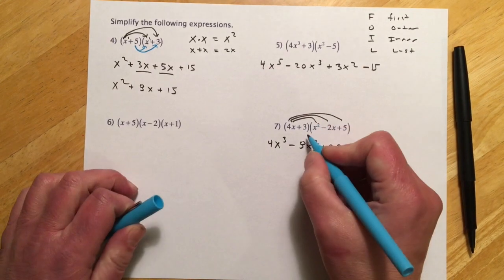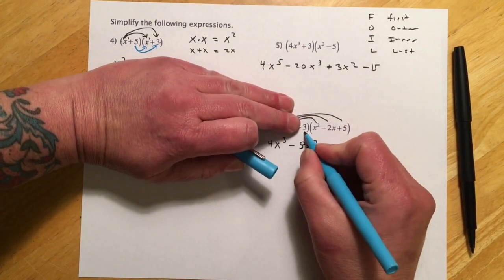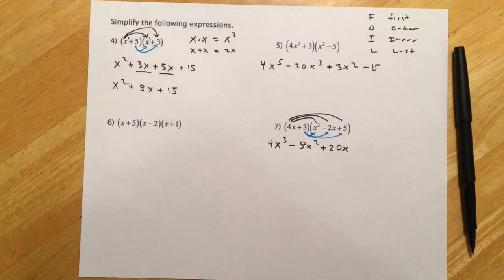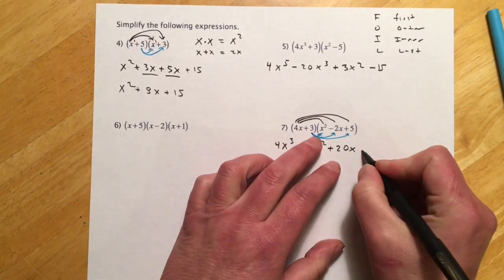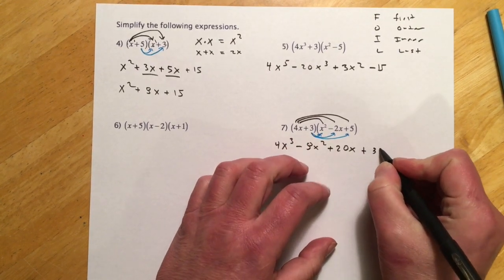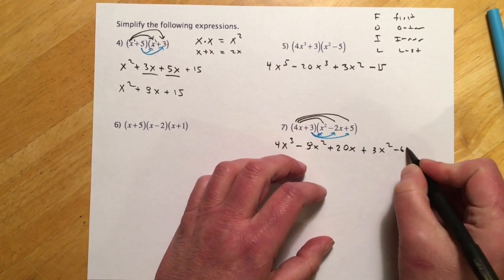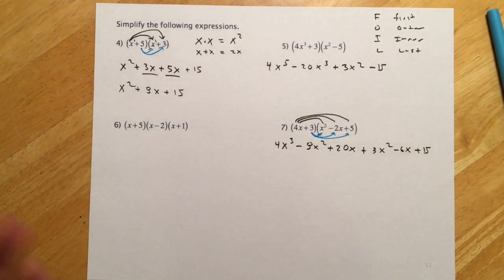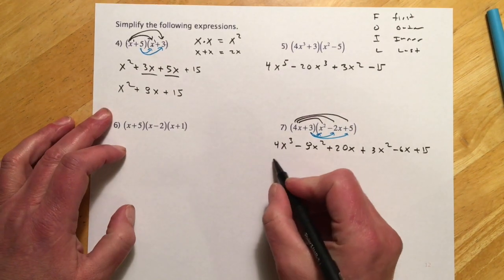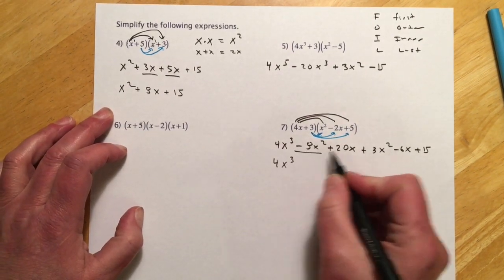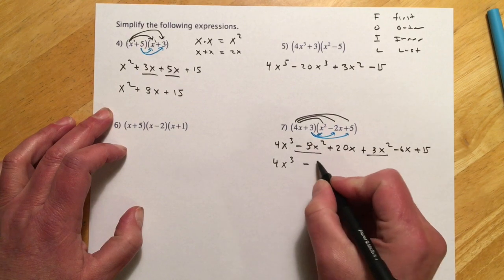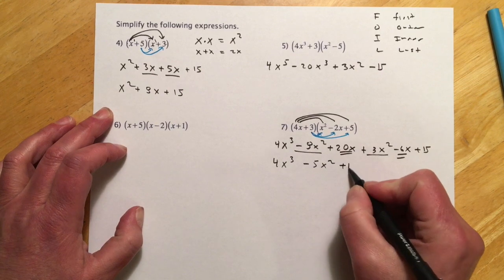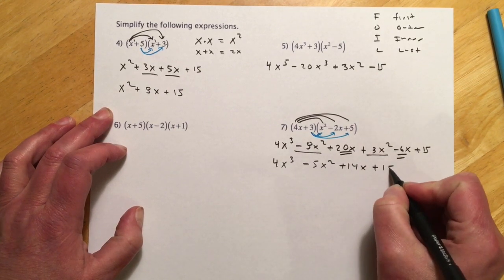And then this one with the 3, again, very easy to see it as distributed. Just right there, right there, right there. So this will go 3x squared, and then minus 6x, and 3 times 5 for 15. And then just find our like terms, collect them, and we're done. So right there we got 4x cubed, minus 8x squared plus 3x squared, so that would be a minus 5x squared, plus 20 minus 6, that's plus 14x, and plus 15.